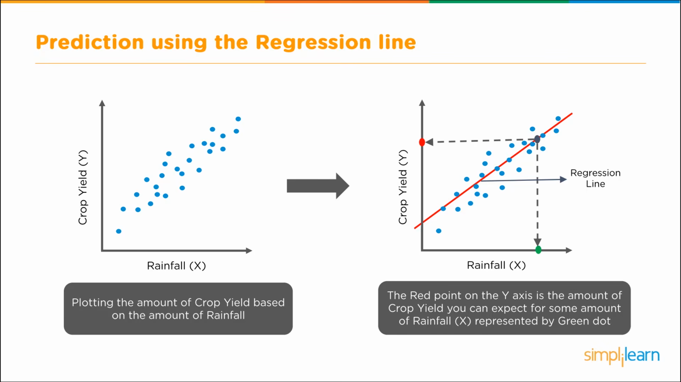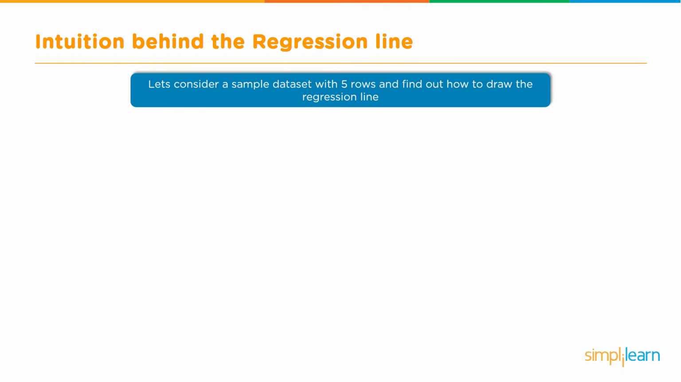We put the red point on the y-axis, which is the amount of crop yield you can expect for the amount of rainfall, represented by the green dot. So if we have an idea what the rainfall is for this year and what's going on, then we can guess how good our crops are going to be. And we've created a nice line right through the middle to give us a nice mathematical formula. Let's take a look and see what the math looks like behind this. Let's look at the intuition behind the regression line.